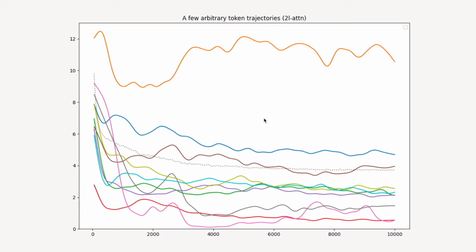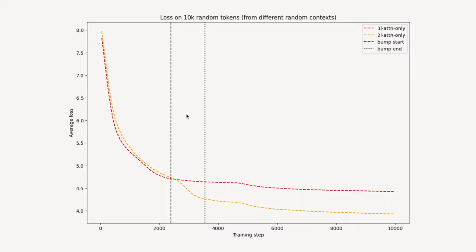One other thing I'll also point out is that the bump itself can be noticed in the individual token trajectories. I'll be drawing some lines on this plot. The left line will be at the start of the bump. The right line, the dotted line, will be at the end of the bump, and then we can see where that turns up in some example individual token trajectories.